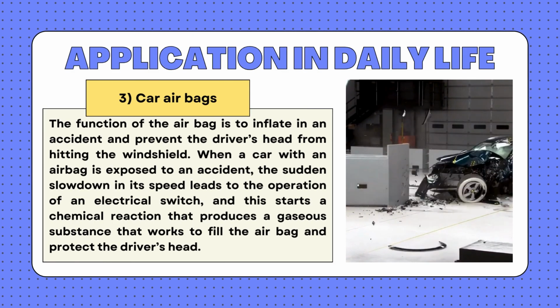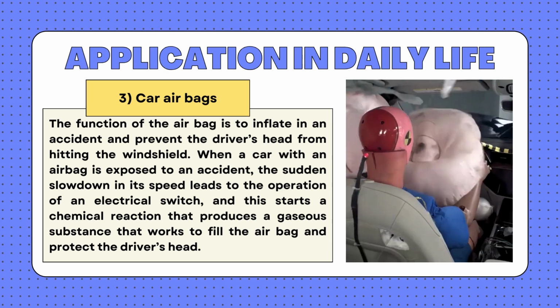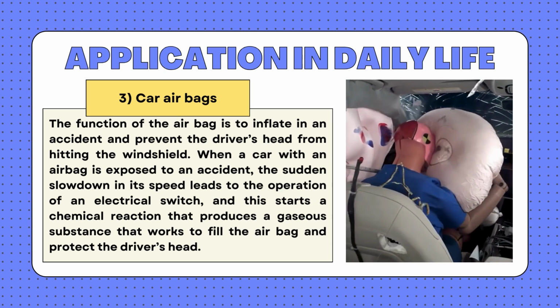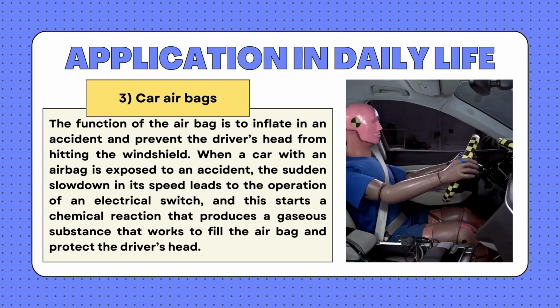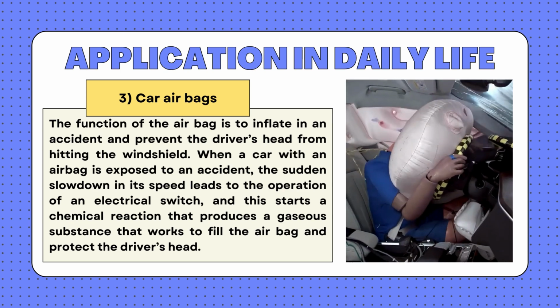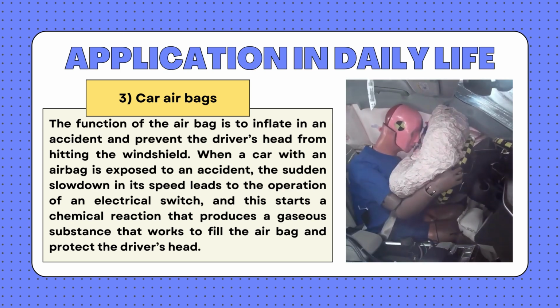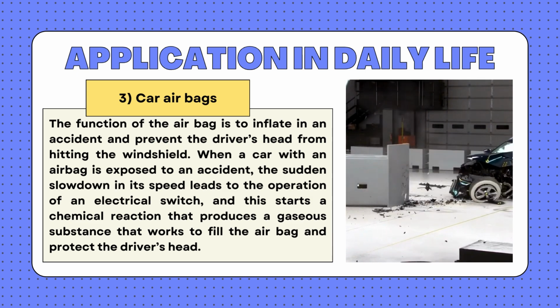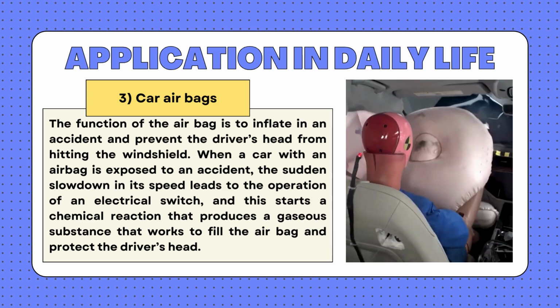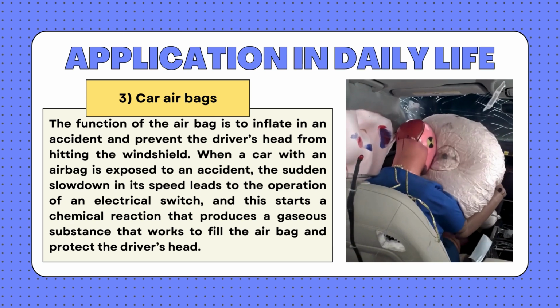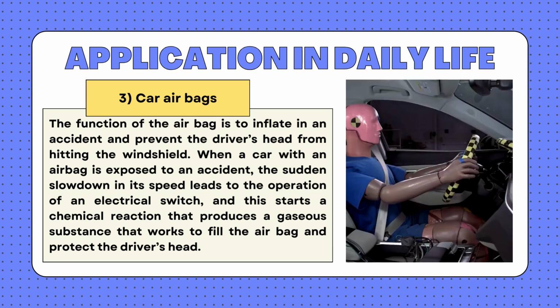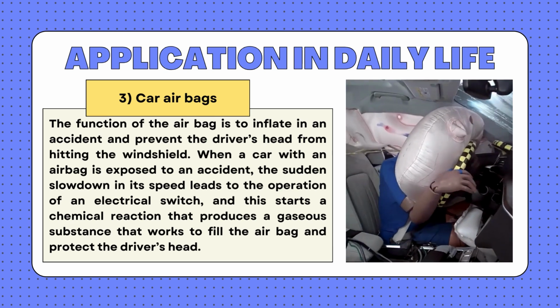The third one is the car airbag. The function of the airbag is to inflate in an accident and prevent the driver's head from hitting the windshield. When a car with an airbag is exposed to an accident, the sudden slowdown in its speed leads to the operation of an electrical switch, and this starts a chemical reaction that produces a gaseous substance that works to fill the airbag and protect the driver's head.